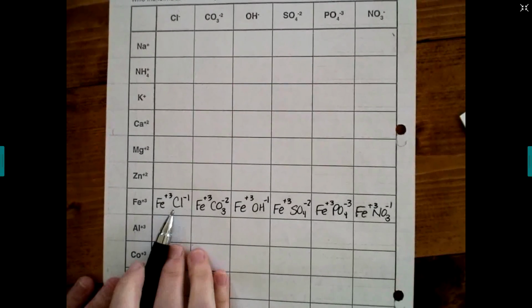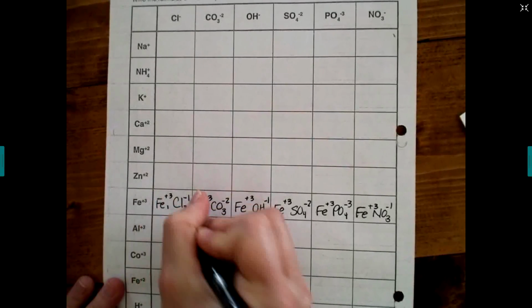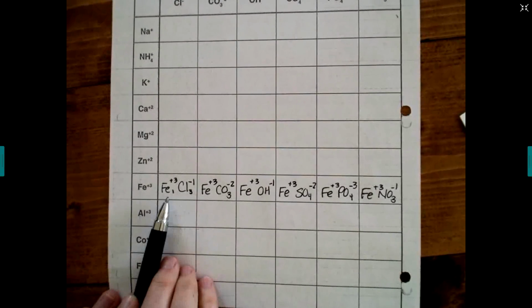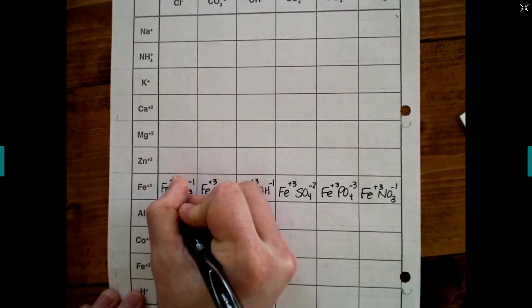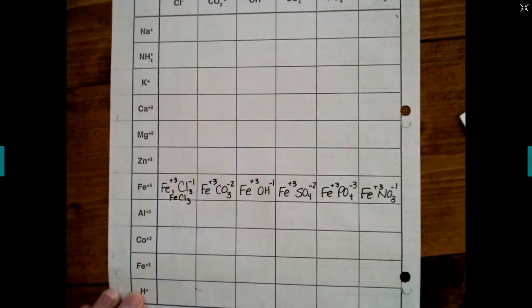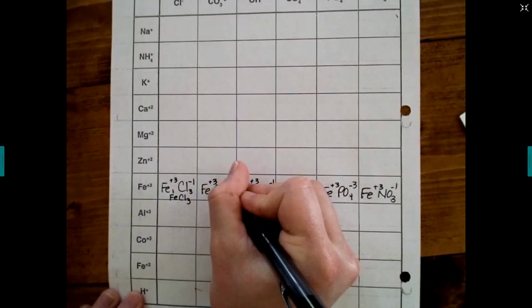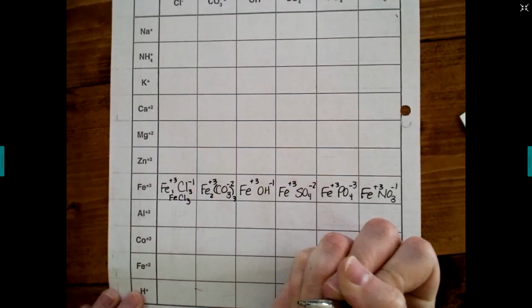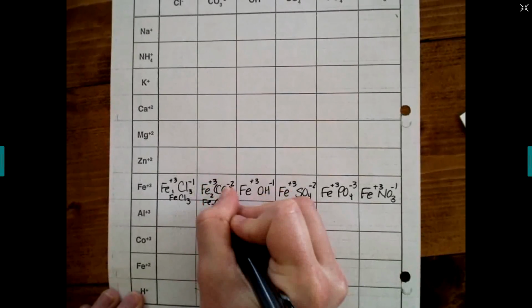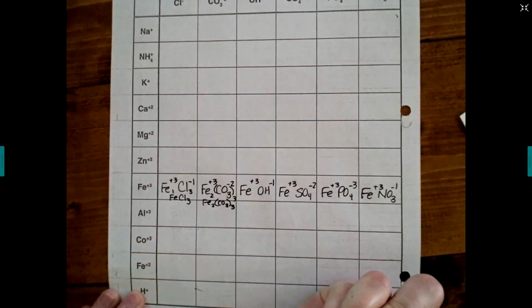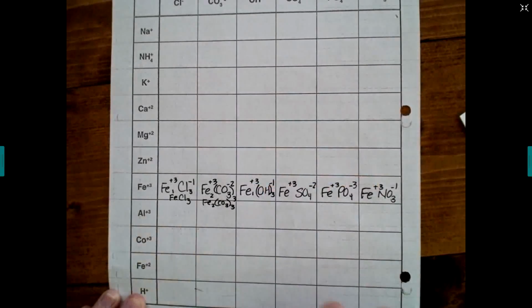So for this first one, since we have a 3 and a 1, we need to cross those. So cross my 1, cross my 3. And you never see a 1 in a formula. 1s are always understood. So the actual formula is going to be FeCl3. For this next one, I have 2 different numbers. So I'm going to cross my 2, put parentheses around CO3, and then cross my 3. So that final formula would be Fe2(CO3)3.